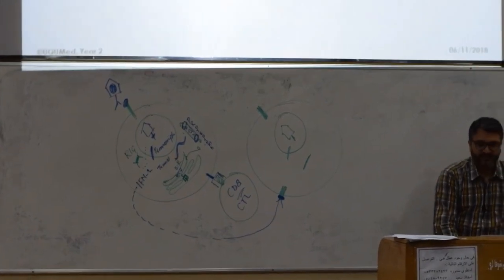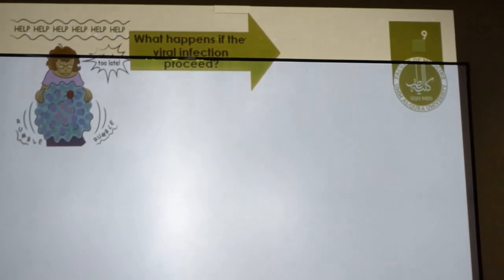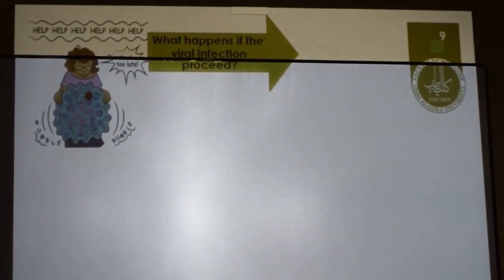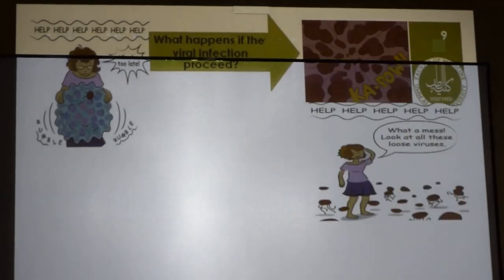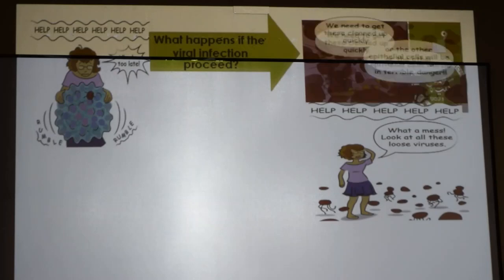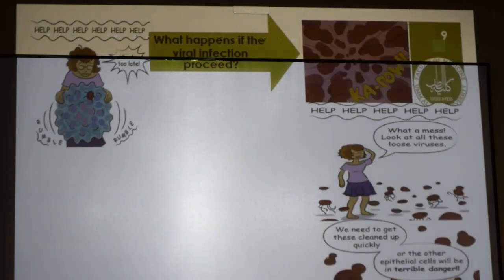Now what happens if the viral infection proceeds? So this was not enough. Type 1 interferon was not enough to contain it or stop the replication. They are multiplying more, they are creating damage now. So in the cells they go, they proliferate, they make more copies, destroy that cell, go to the neighboring cell, infect that cell. So it's getting more and more messy. More viruses are produced.